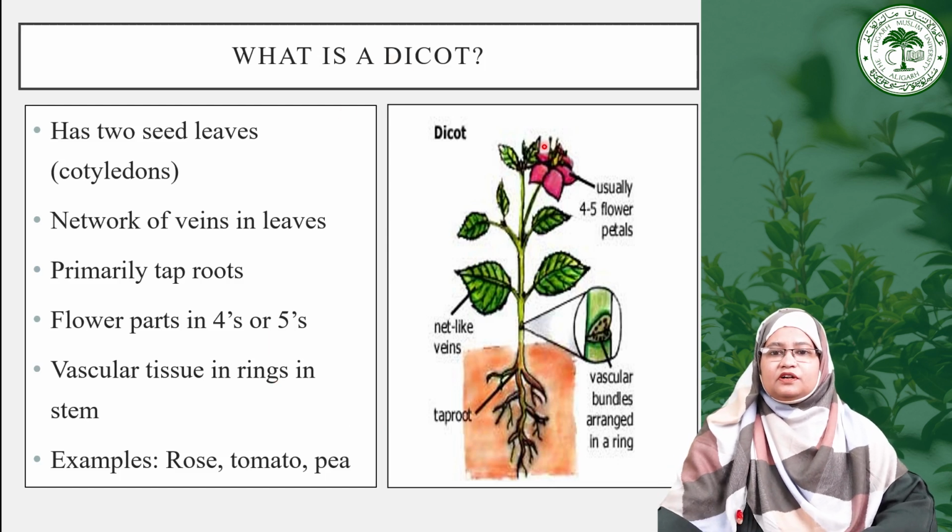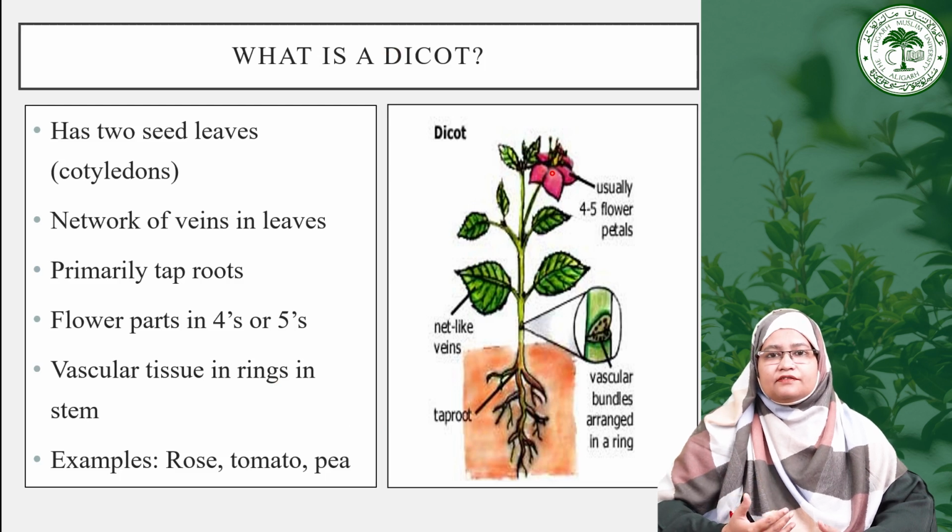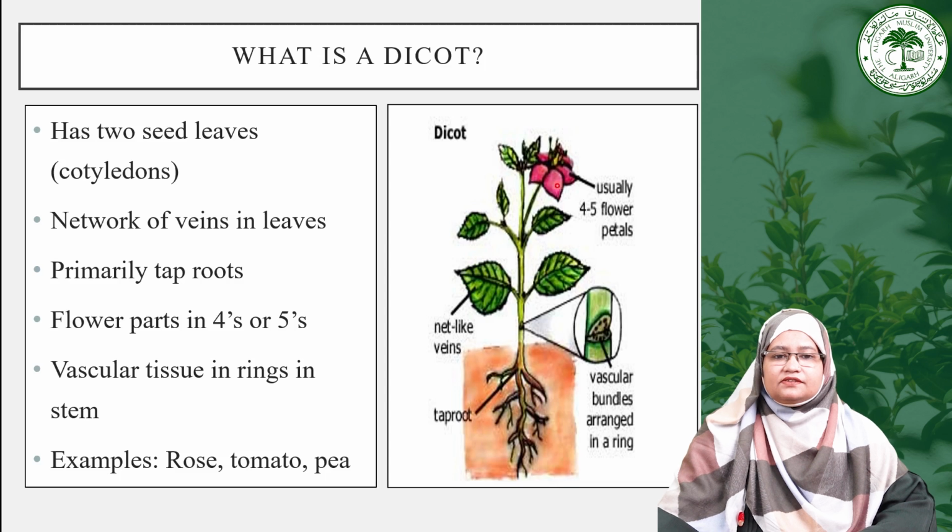As you can see, this particular flower has 5 petals. They have petals, calyx and stamens present in multiples of 4 or 5. The flower is either tetramerous or pentamerous. Then if we see the anatomy, the vascular bundles in the stem of these plants are arranged in a ring, as you can see in this figure.